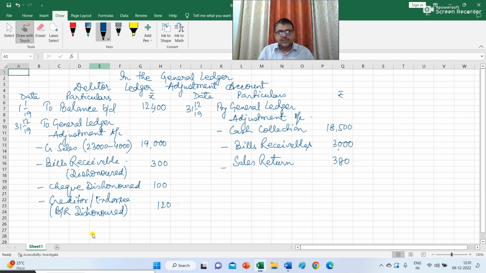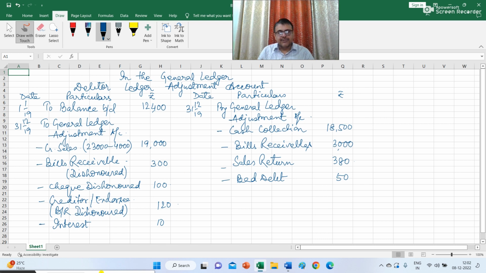Next is bills receivable discounted, rupees 500. So again this transaction will not be recorded in debtors ledger adjustment account. Next transaction is bad debt written off. So bad debt written off is going to reduce the amount of debtor balance. So I have to write it here as bad debt, rupees 50. Your journal entry is general ledger adjustment account debit to debtors ledger adjustment account. Next is interest charged to customer, rupees 10. So this is going to increase the amount of debtor. So I have to write here as interest, rupees 10.